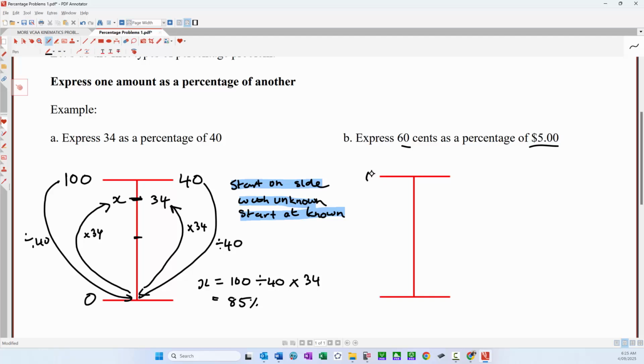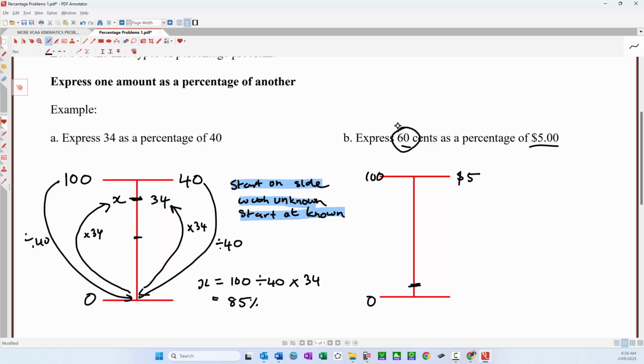So let's set up our dual number line again. We've got 100 there, we've got 0 at the bottom, and 1 down here. Now, all of it, everything we're trying to save for, is this $5 here. And what we do have is 60 cents. Now, half of it would be 250. Half of 250 is 125. So we're somewhere all the way down here.